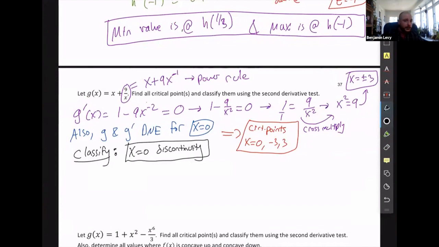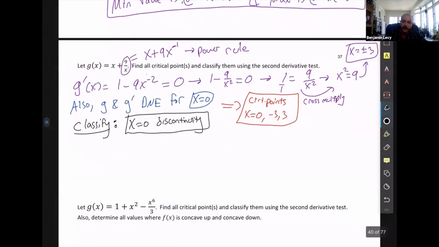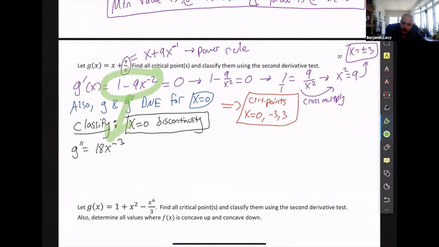And for the other two, let's just plug them into the second derivative because we're being asked to use the second derivative test here, right? So let's take the second derivative. It's another power rule. And so if we think about the power rule again, we just get 18x to the minus 3. Is that okay? So power rule on this piece. Let me know if that looks all right. The 1 goes away. Minus 9 times minus 2 becomes 18, right? Subtract 1 off the power, becomes more negative. It's okay.